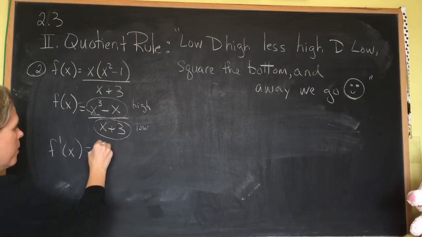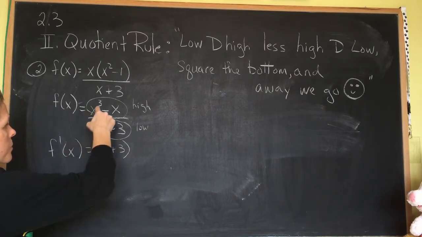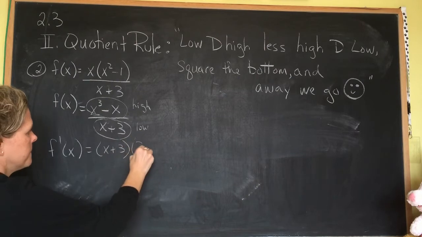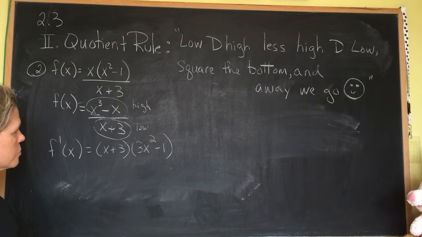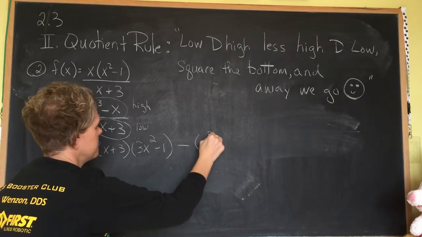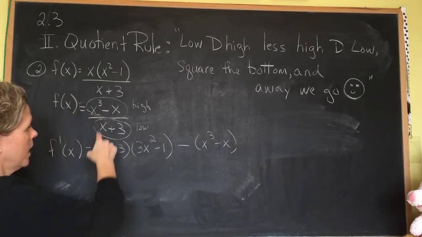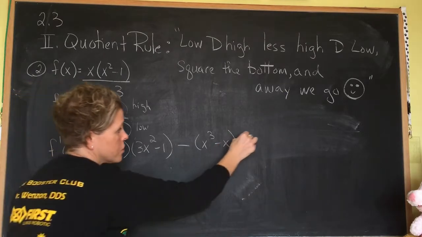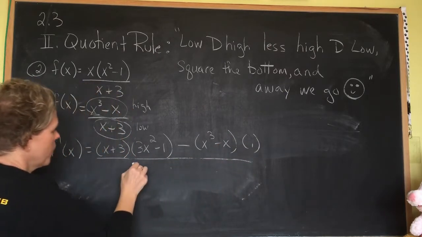Write down the low part. Take the derivative of the high. So I get 3x squared minus 1, minus the high part times the derivative of the low. Well, x plus 1, the derivative of that is just 1. So we look out. And now I'm going to square the bottom.